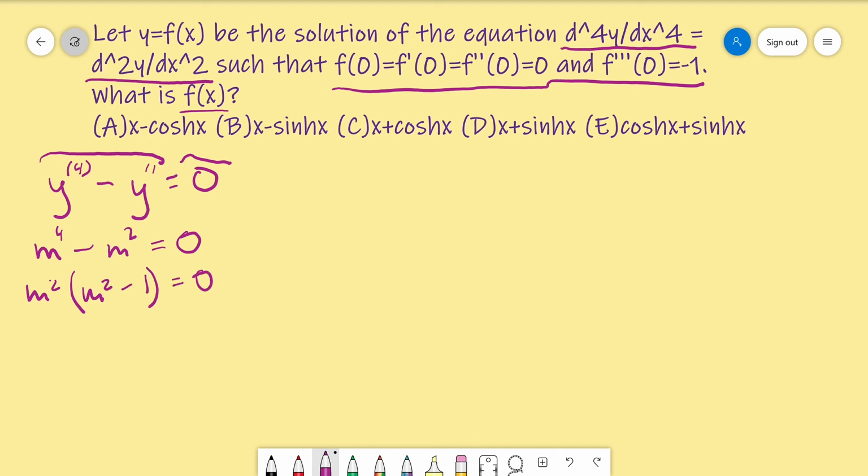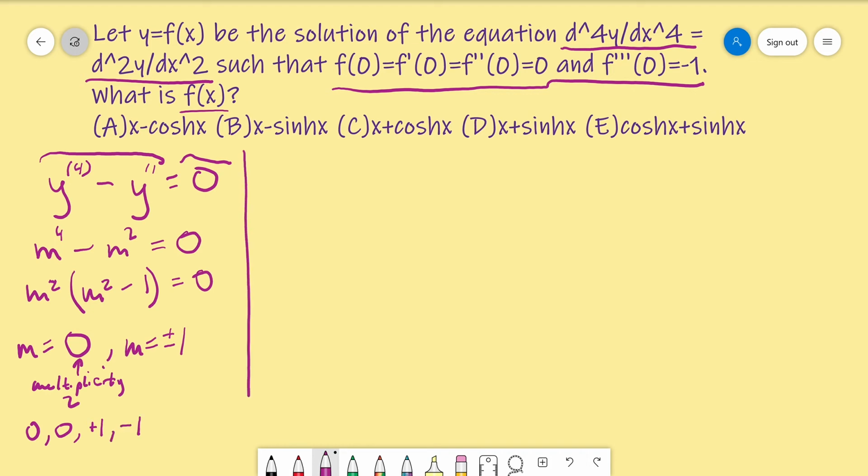So we get that m is equal to 0, and this is a root of multiplicity 2 because of this square here. That's very important. I'm going to write multiplicity 2. Okay, and then m squared minus 1 gives us two roots, plus 1 and minus 1. So all our roots are 0, 0, I'm going to write it twice, plus 1, and minus 1. So all our roots are real, not complex, no imaginary numbers here.